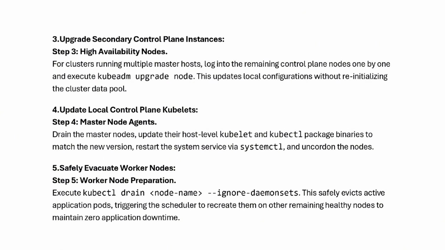For clusters running multiple master hosts, we log into the remaining control plane nodes one by one and execute kubeadm upgrade node. This updates local configuration without reinitializing the cluster data pool. So as we did the upgrade in the primary control plane node 1, in step 2 we applied the command kubeadm upgrade apply with that version. We do this command for the single primary control plane node 1, and with the rest of the other nodes present in that same control plane, we don't perform that same command.